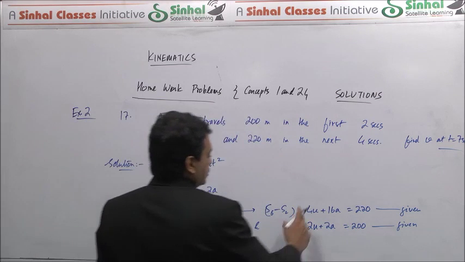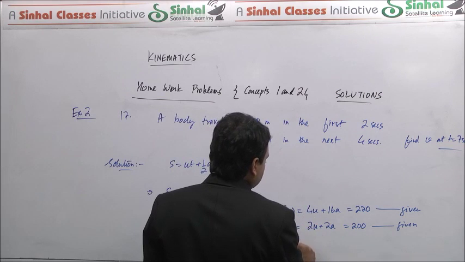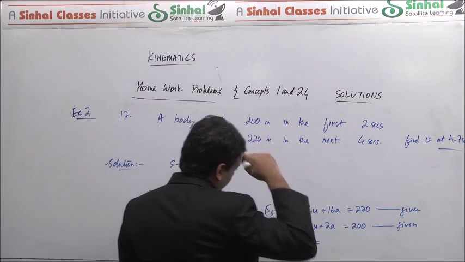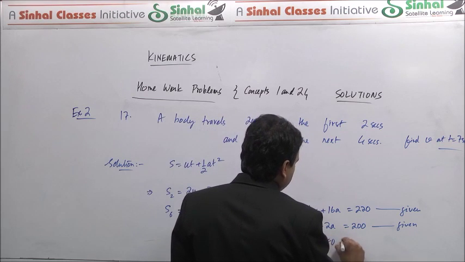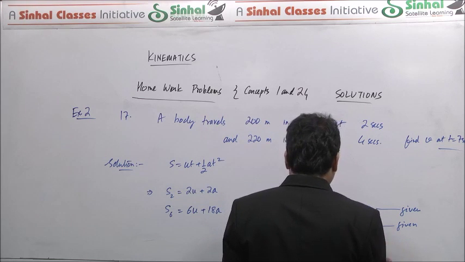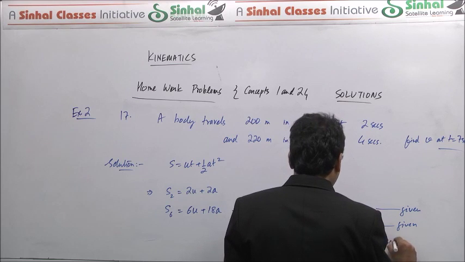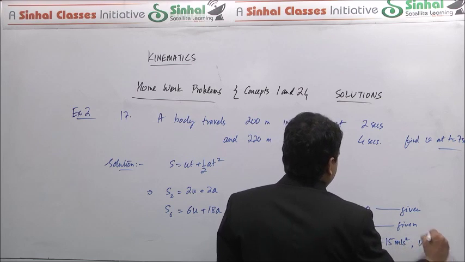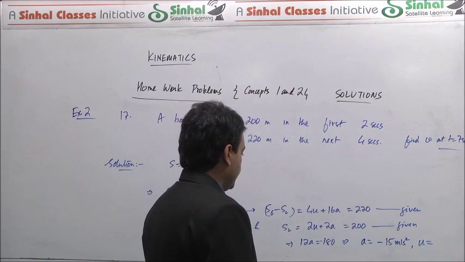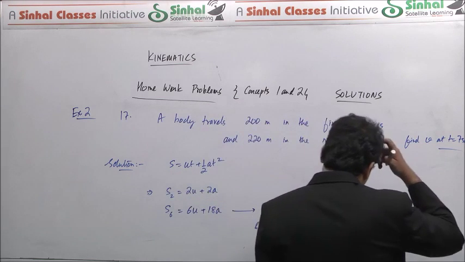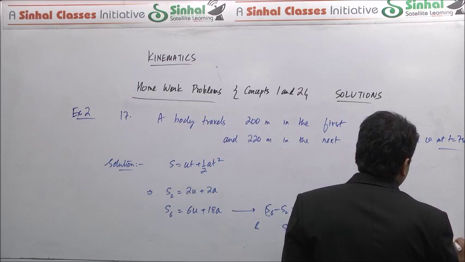So for example, subtracting double of this, we'll get 16 minus 4, that is 12a, is 220 minus 400, which is minus 180. So we can see that the acceleration is minus 15 meters per second square, and u is equal to 115 meters per second.